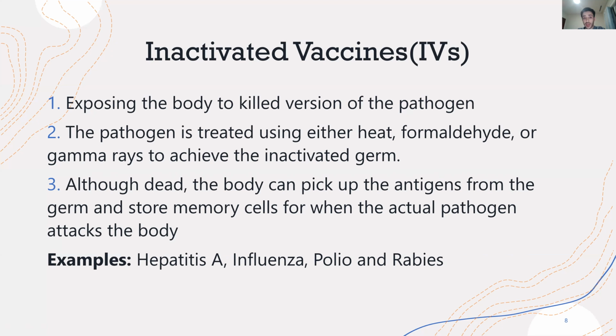How do they kill the germ? They usually use heat, formaldehyde, or gamma rays to achieve the inactivated vaccine or the germ. Examples of this type of vaccine would be hepatitis A, influenza, polio, or rabies.